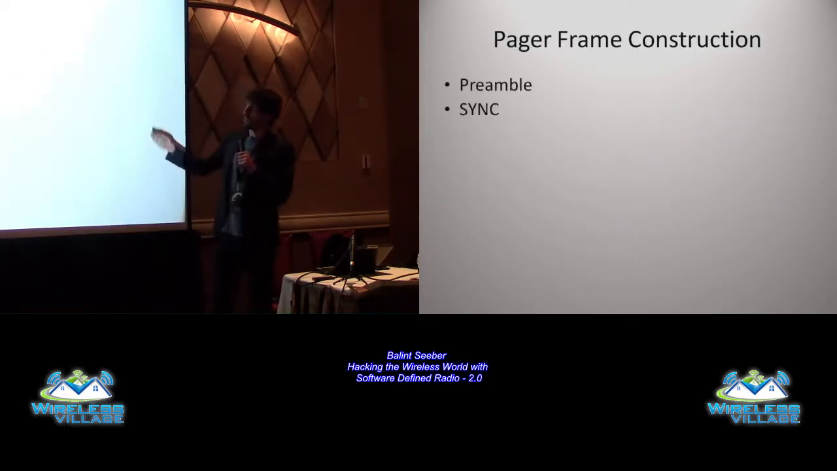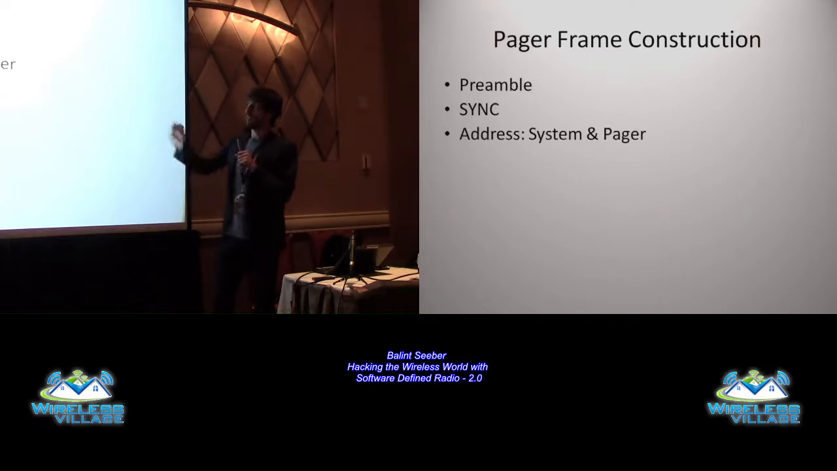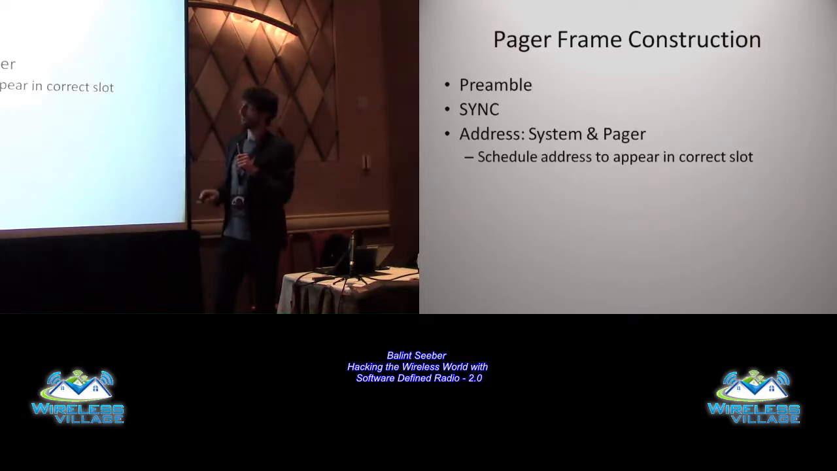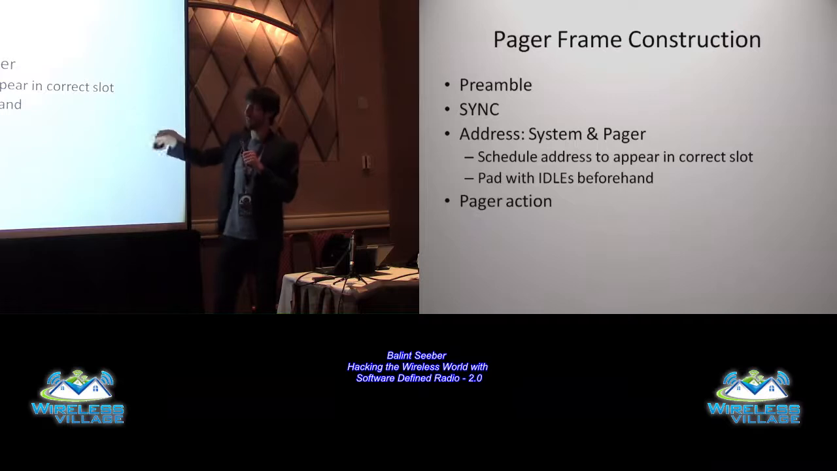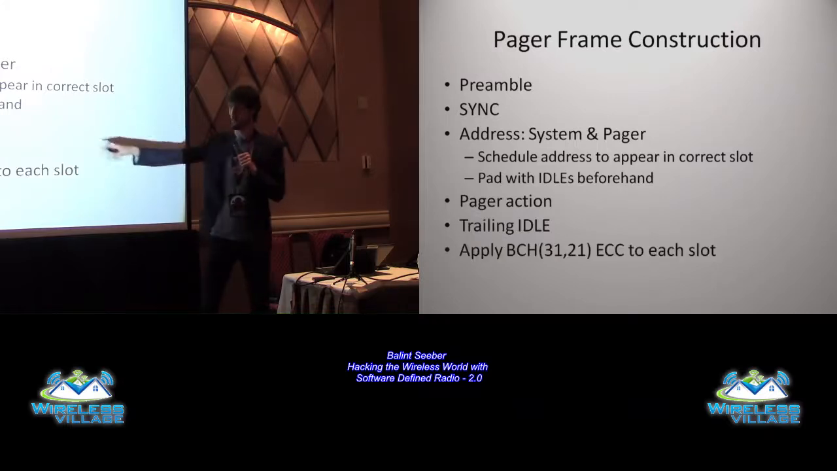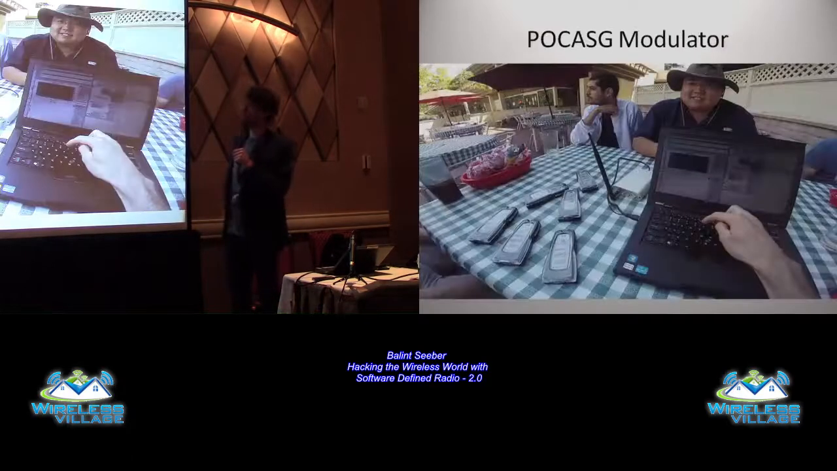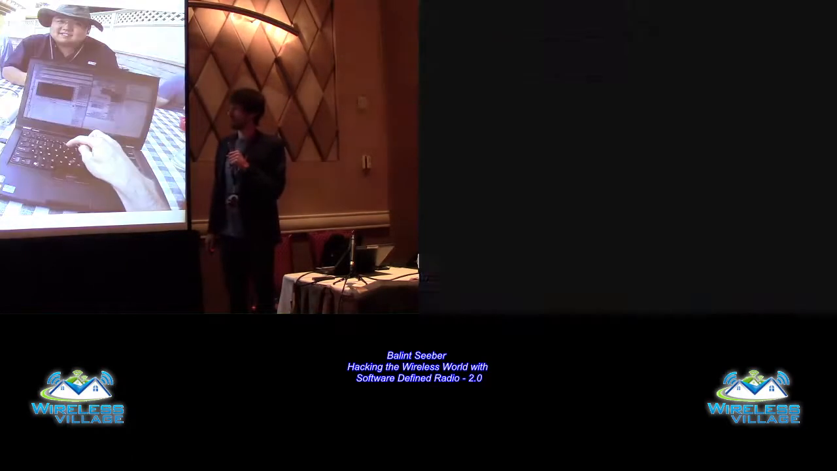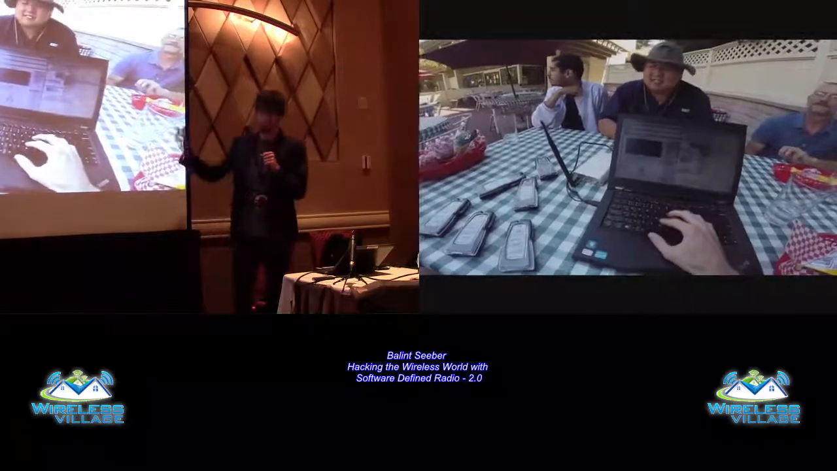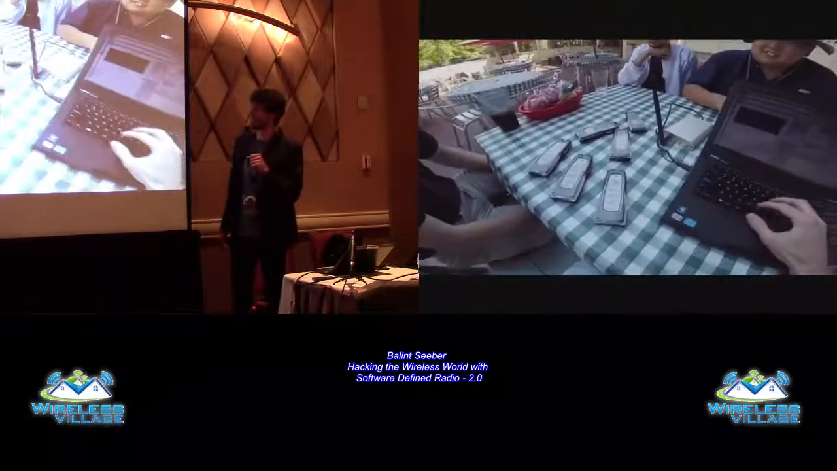So to construct that again, you have your preamble, you have your sync, you have the system and a pager address, you put it in the right slot, you pad it with idles, and then you need to apply this forward error correction, which is this BCH code that the standard uses. And if you do that, I went out with my colleagues again, so we had a bunch of pages to play with.